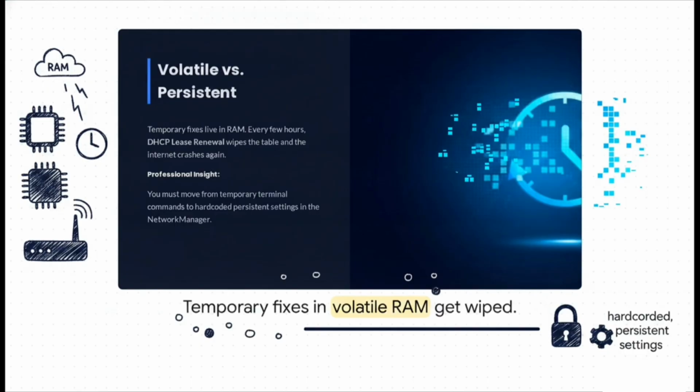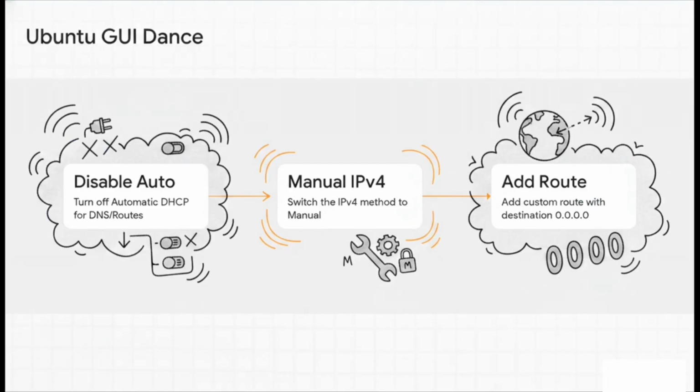We have to transition from temporary terminal commands to hard-coded, persistent settings. To make it permanent, we execute what I like to call the Ubuntu GUI dance. First, you dive into the network manager settings. You might find toggles stuck in weird states because of the crash. You need to switch off the automatic DHCP for both DNS and routes. Then you flip the IPv4 method entirely over to manual.